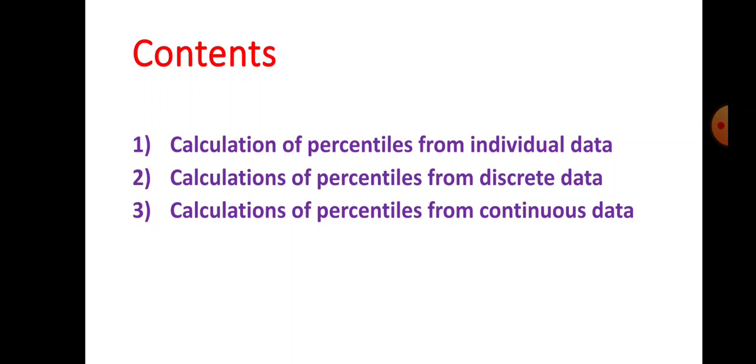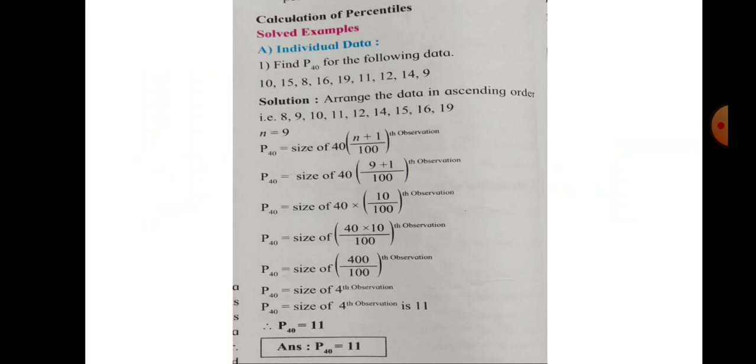So today I am going to discuss with you how to calculate percentiles from individual data, discrete data, and continuous data. Let us see the first one, how to calculate percentiles from individual data with the help of an example. Here an example is given and you have to find out P40 for the following data. And what is the data here? Numbers are given in the series: 10, 15, 8, 16, 19, 11, 12, 14 and 9.